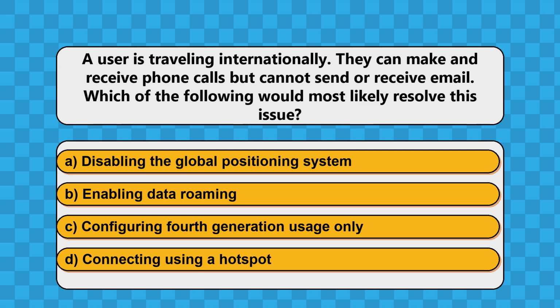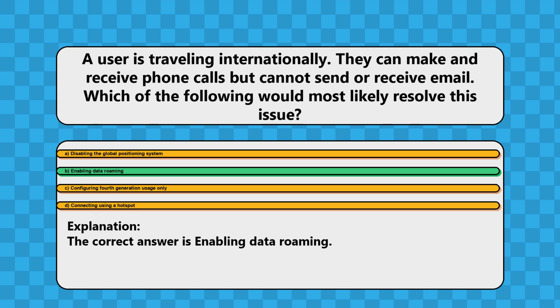Question 30. A user is traveling internationally. They can make and receive phone calls but cannot send or receive email. Which of the following would most likely resolve this issue? Option A. Disabling the global positioning system. Option B. Enabling data roaming. Option C. Configuring fourth generation usage only. Option D. Connecting using a hotspot. The correct answer is option B. Enabling data roaming.